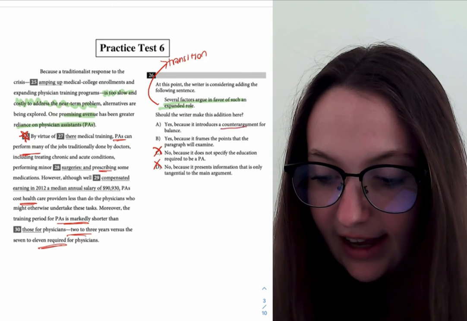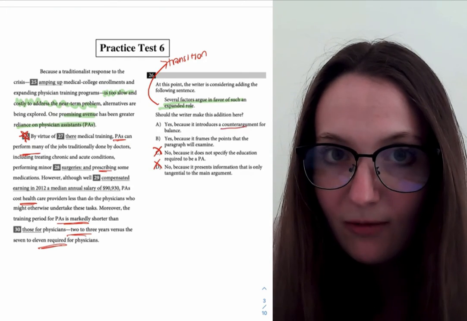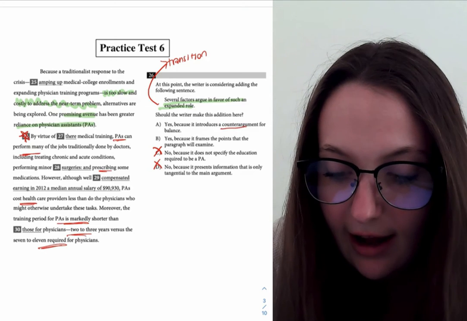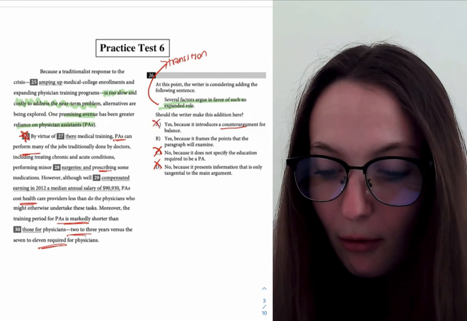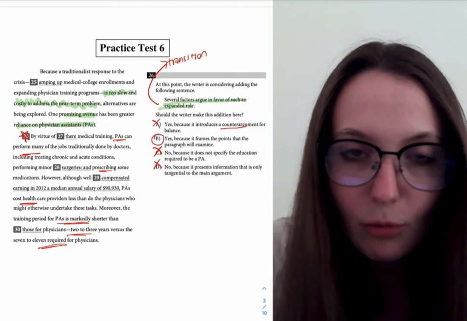A says it introduces a counter argument. That's not a counter argument. In fact, that's setting up or supporting what we're saying. B says it frames the points the paragraph will examine, which is exactly what's going on.